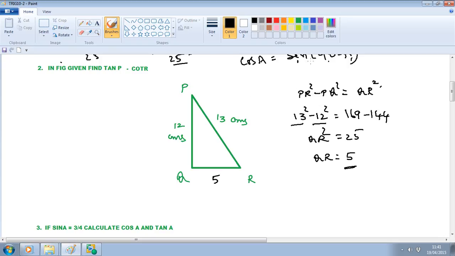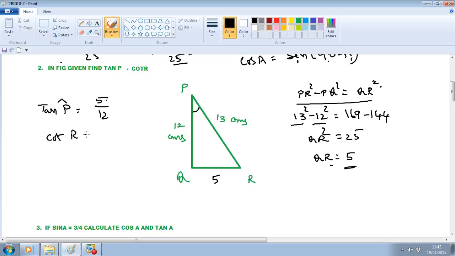We can find tan P now. What is tan of an angle? This one. But we don't require PR here because we are talking about tan and cot. Still, I want you to know this. For finding tan of an angle, you don't require the hypotenuse, but you require both sides. So tan P is 5 by 12, opposite side by adjacent side.